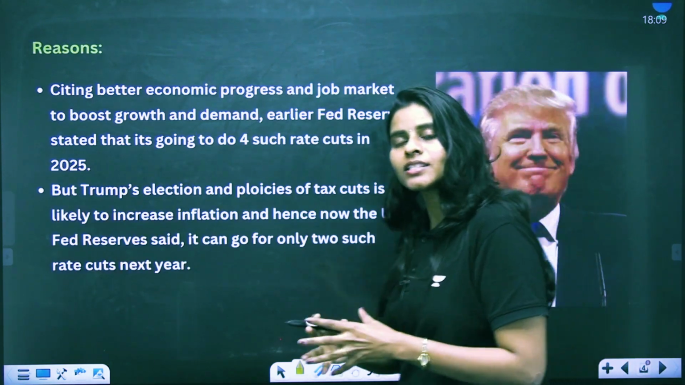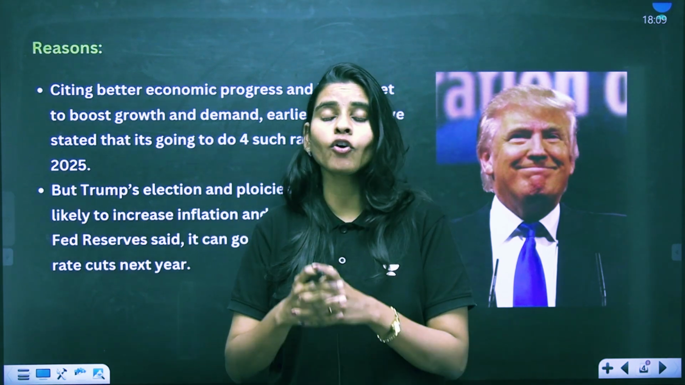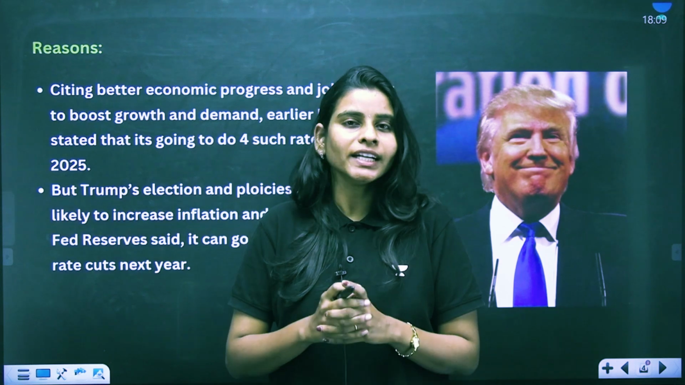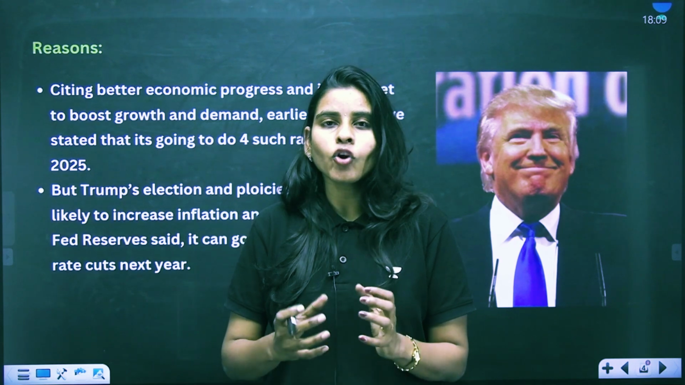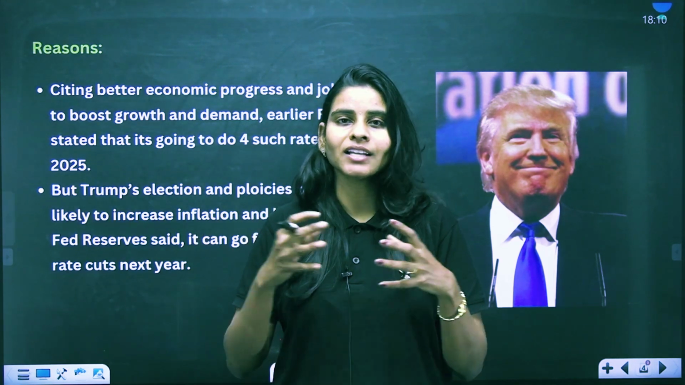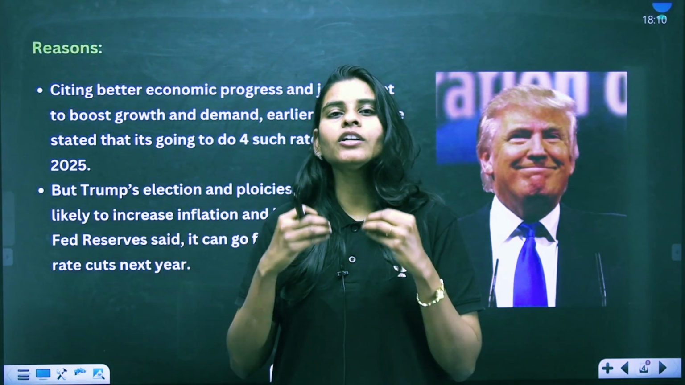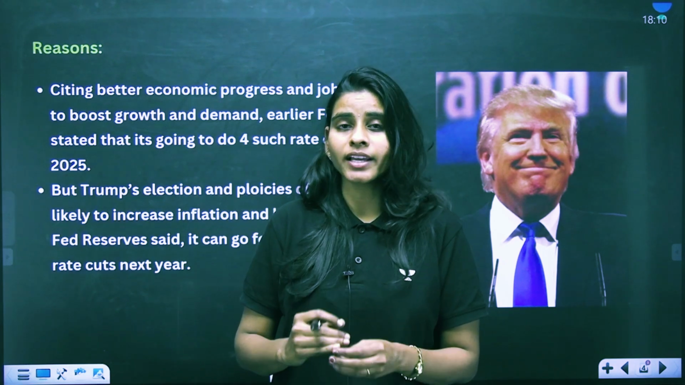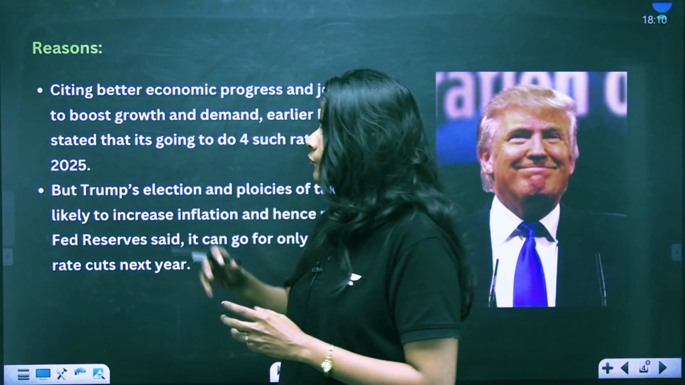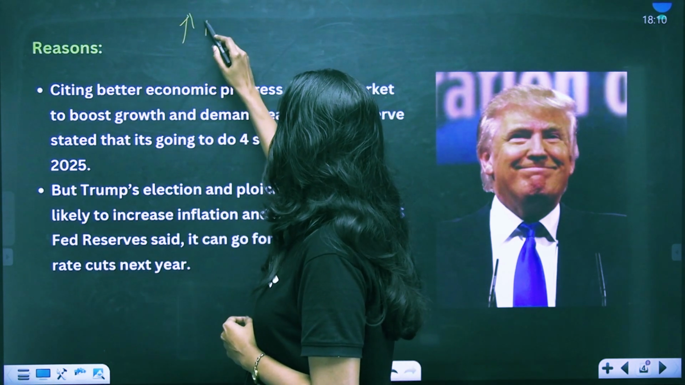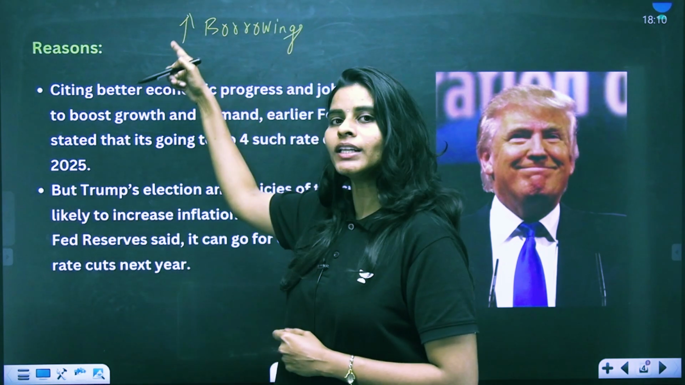Why did the United States Federal Reserve go for rate cut after maintaining it for a constant period of time? It is because the United States wanted to leverage the economic prosperity and the growth scenario that is existing right now in United States. Why? Whenever we go for reducing the interest rates, it is going to decrease our cost of borrowings, yes or no? So this will allow us to borrow for lower interest rates from the banks, right? So this is going to increase the borrowings.